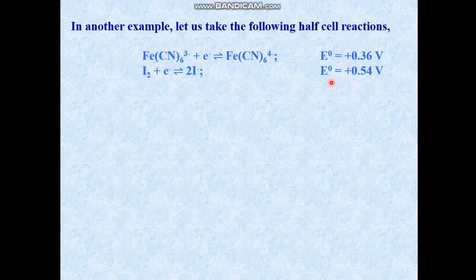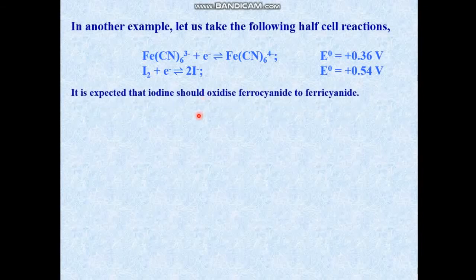So which one is more oxidizing? Definitely iodine is more oxidizing. So the delta G is more negative, so this forward reaction would take place. As a result, it will compel the other system to go in the backward direction. What would happen? The ferrocyanide ion would release one electron to produce ferricyanide ion. So this is the theoretical situation. It is therefore expected that iodine should oxidize ferrocyanide to ferricyanide.